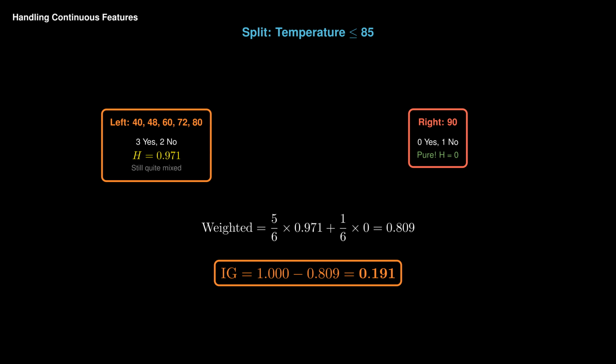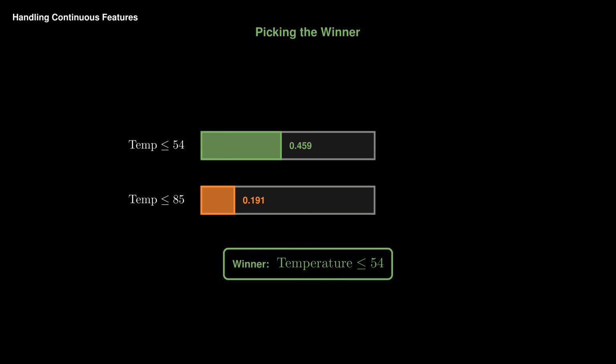Now we compare. The split at 54 gives information gain of 0.459. The split at 85 gives only 0.191. The split at 54 wins by a large margin. It separates 2 pure no values on the left and creates a much cleaner right group. This becomes our split. Temperature less than or equal to 54 on one side, greater than 54 on the other.